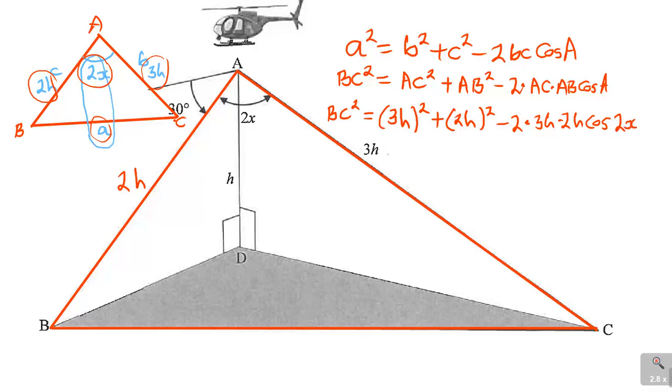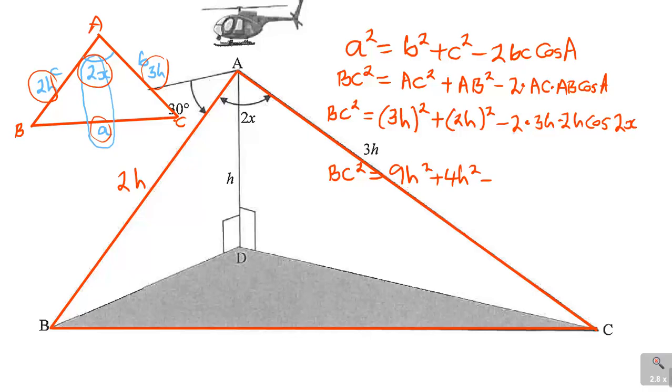Then if I simplify that, it will be BC squared is equal to, now (3h) squared is 9h squared, and the other part is (2h) squared. Remember, it's 2h times 2h, which is 4h squared, minus 2.